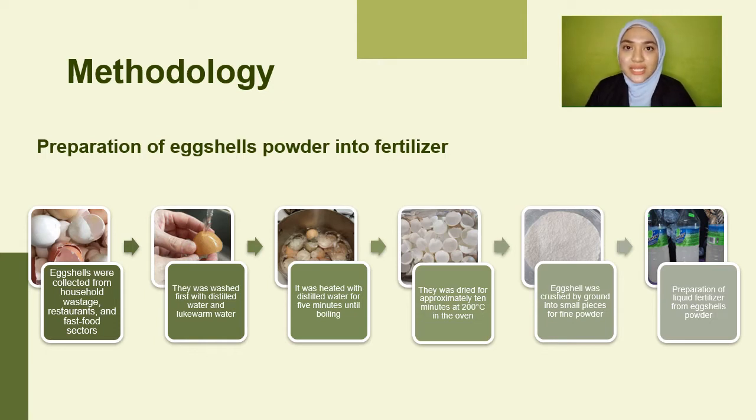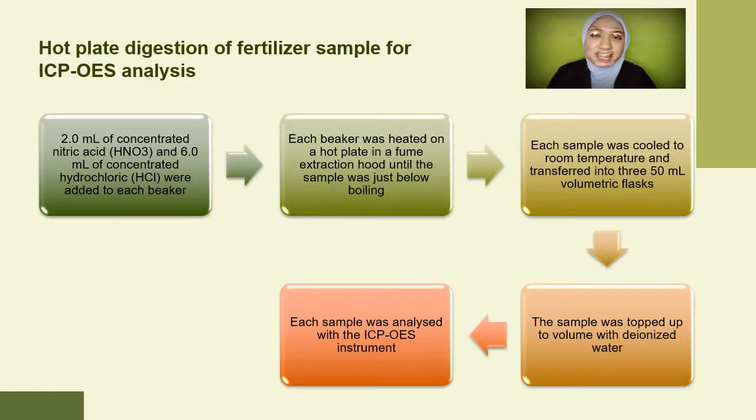Then it was heated with distilled water for 5 minutes until boiling. They were dried for approximately 10 minutes at 200 degrees in the oven. Eggshell was crushed by ground into small pieces for fine powder production. Lastly, 1 spoon of each eggshell powder was mixed with 1 liter of warm water for the preparation of liquid fertilizer. The second method is hot plate digestion of fertilizer sample for ICP-OES analysis.